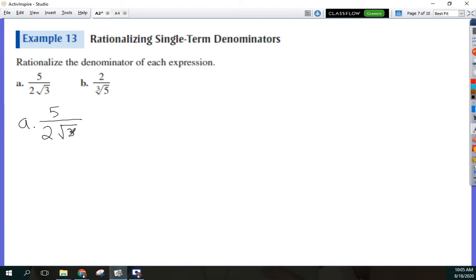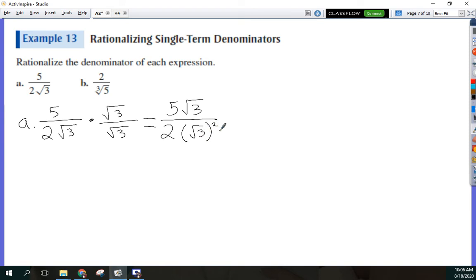So hopefully we recall that if I have a square root, the way that we rationalize that is to multiply the top and the bottom by whatever that square root is. And we're allowed to do that because the square root of 3 divided by the square root of 3 is just 1. So we're not changing the value of our fraction, we're just changing the way that it looks. So if we notice, we would have 5 times the square root of 3. And then we have 2 times, because we now have 2 square roots of 3, we would have the square root of 3 squared.